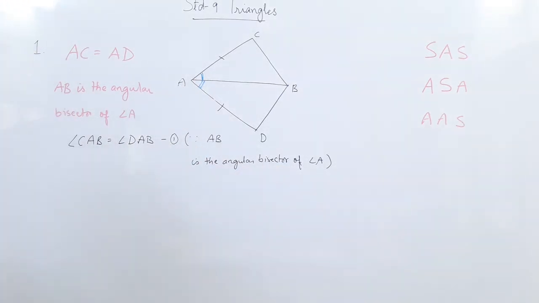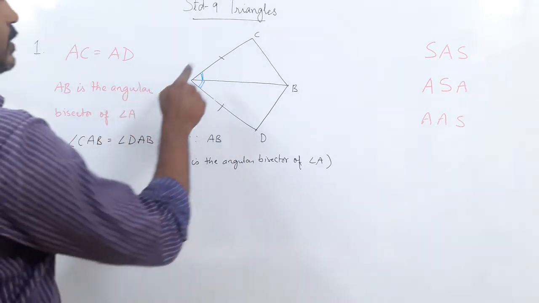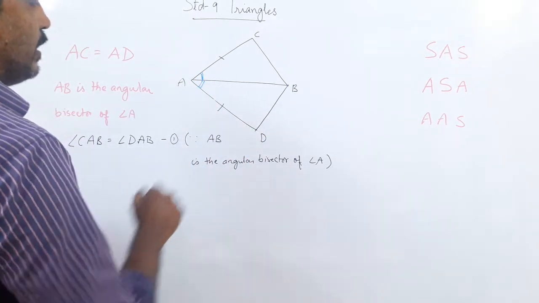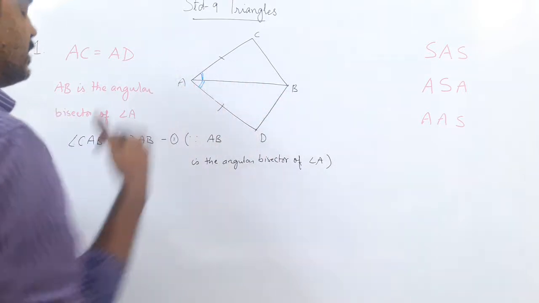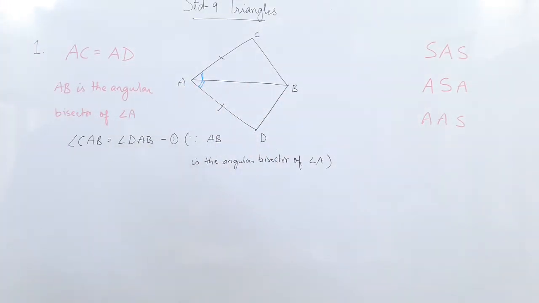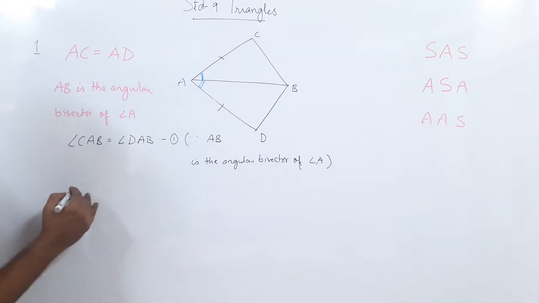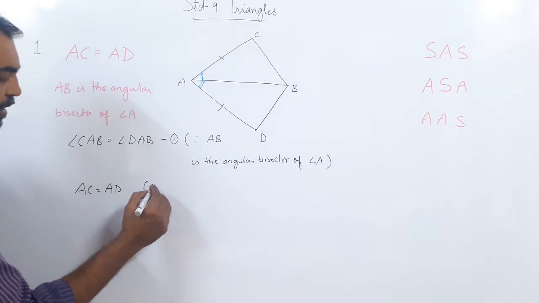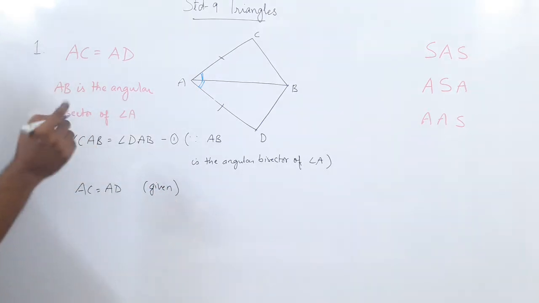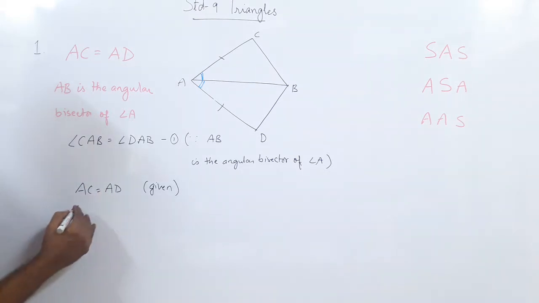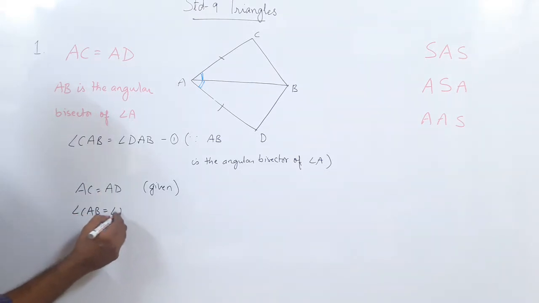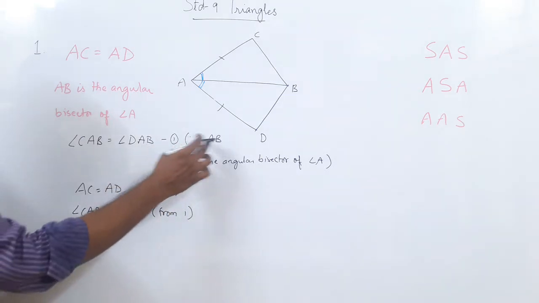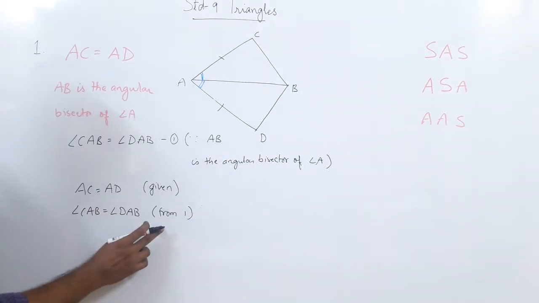So now what I have to show? I have to show triangle ACB and triangle ADB are congruent, and then find out what can be said about BC and BD. So I will write the sum down. First of all, I will write AC equal to AD, and that is given. So in the bracket I will write it is given. Then angle CAB equal to angle DAB. I'll write from 1, meaning the first result I got. Here I mentioned why the result came, here I am mentioning from 1.